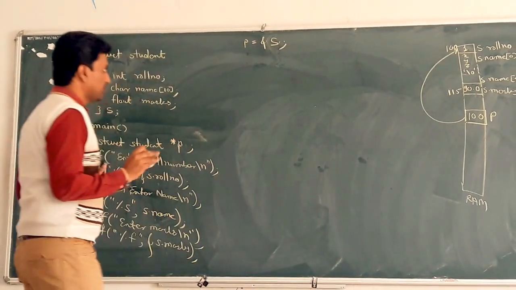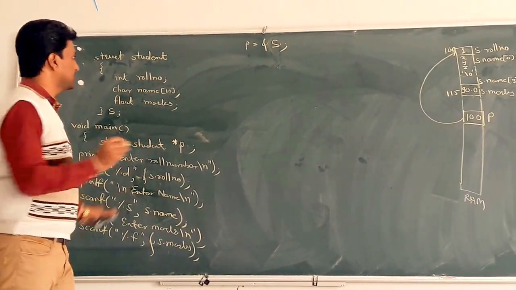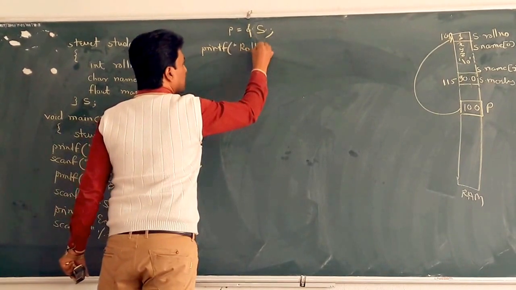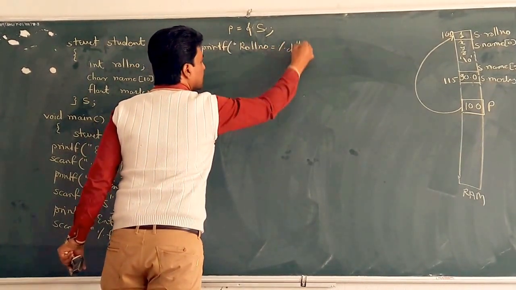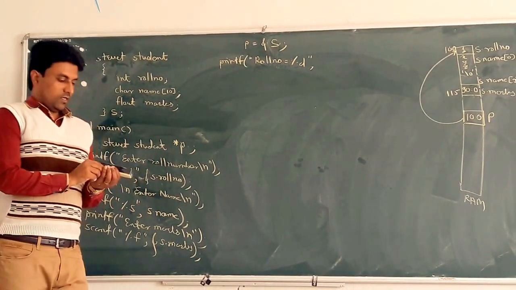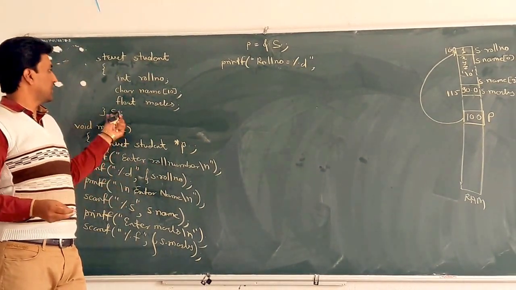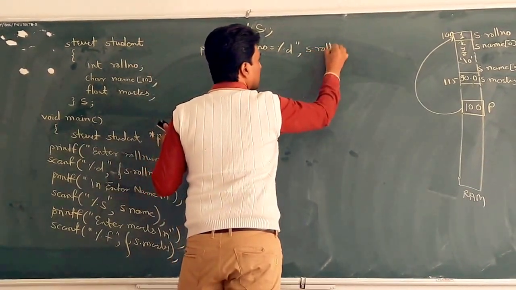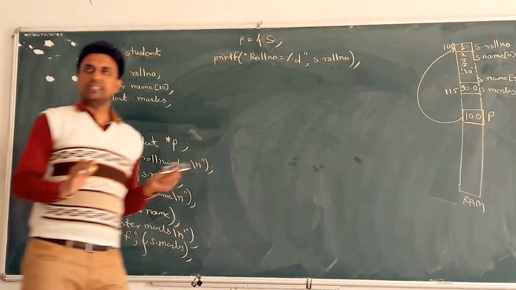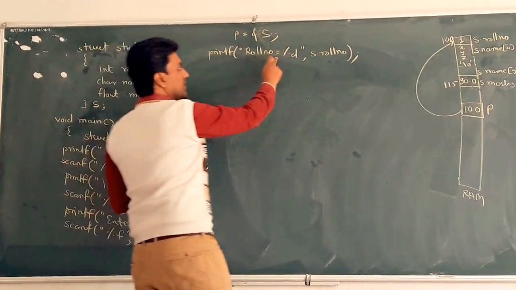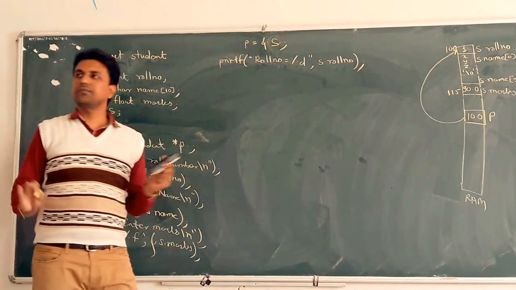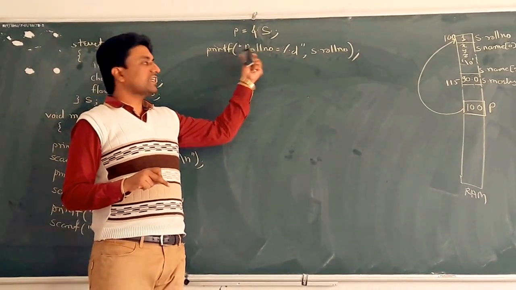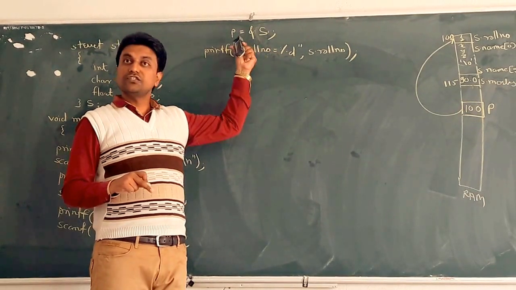Before that, simply, how can we access it? I want to display printf roll number is equal to percentage d, comma. The general way: how can we access the roll number of the student through S? Just simply S dot roll number. Is that clear? Okay. So if roll number is equal to 1, at runtime, roll number is equal to 1 is displayed on the console. In a similar way, we have to access the roll number of that particular student using the structure pointer.